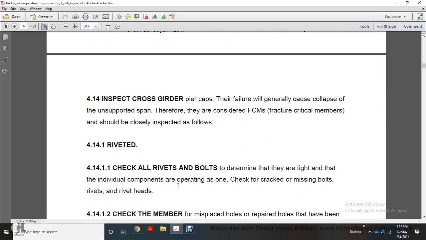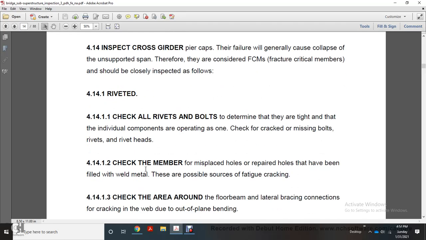Check all rivets and bolts to determine that they are tight and that the individual components are operating as one. Check for cracked or missing rivets and rivet heads. Check the member for missing holes and repaired holes that have been filled with welded metal. They're a possible source of fatigue cracking.